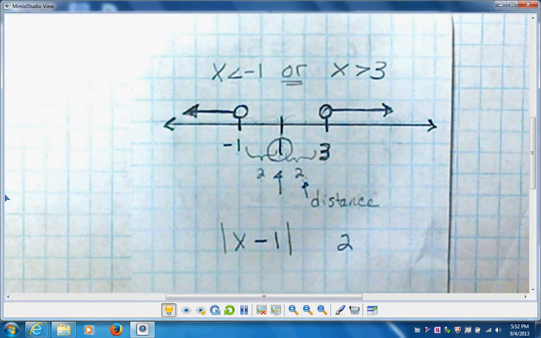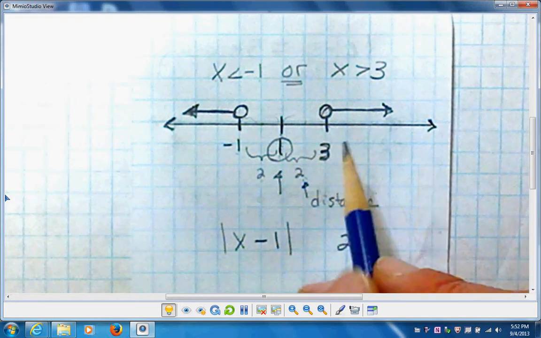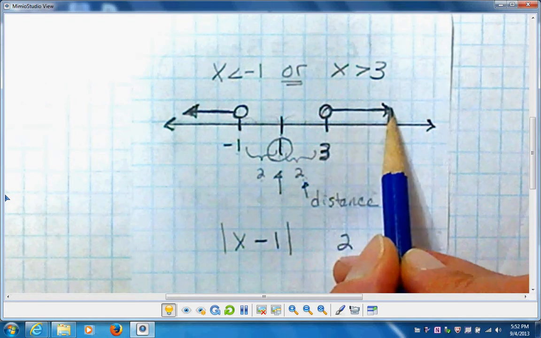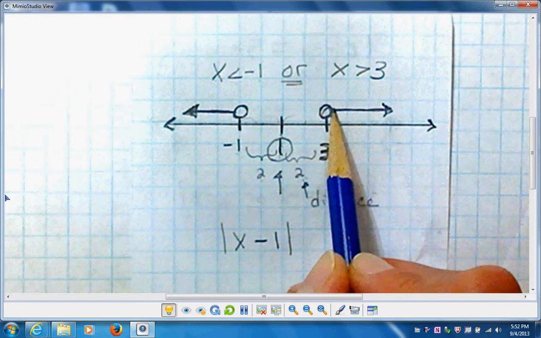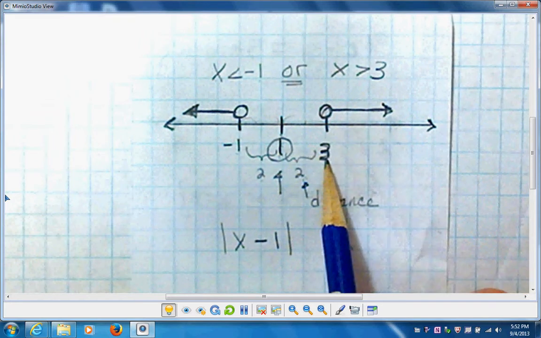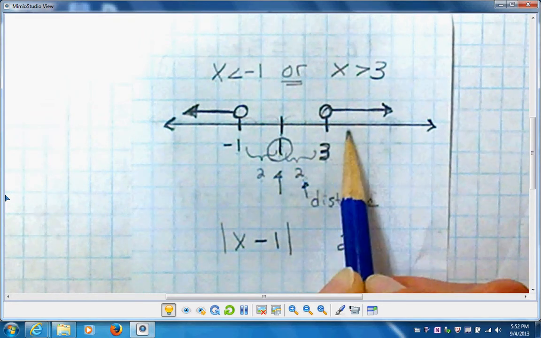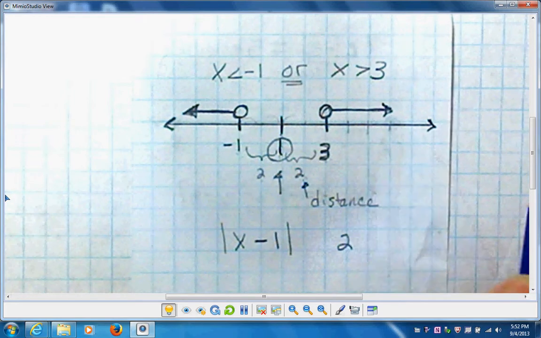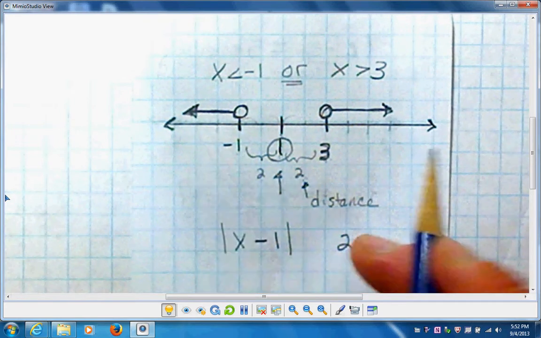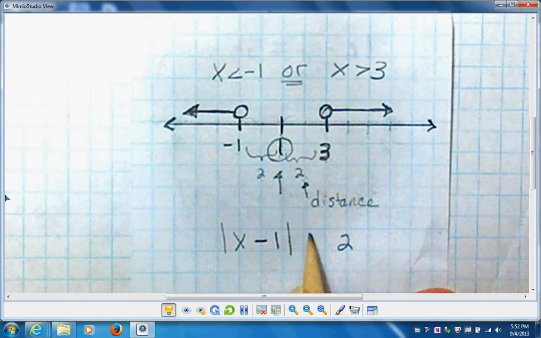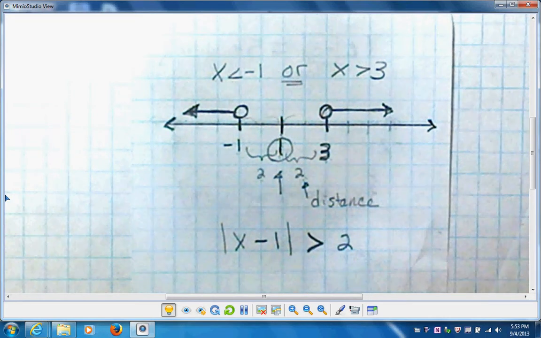So what's my inequality going to be? Well, my absolute value must be greater because my distance out here is bigger than 2 away. This would be 3 away and 4 away and 5 away, and the same thing over here. So my absolute value here has to be greater than 2.